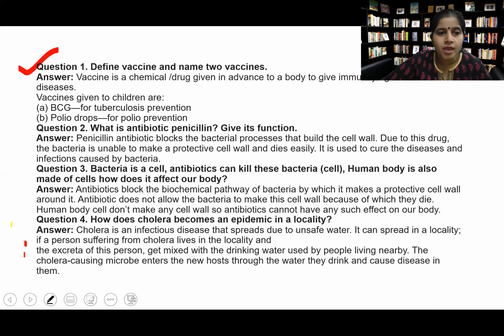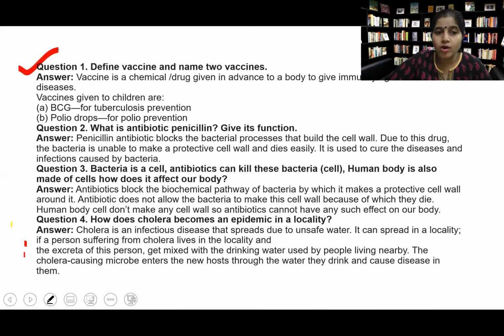Now question number 4. How does cholera become an epidemic in a locality? So it's important to understand how cholera can become an epidemic. Cholera is an infectious disease. We all know it is spread from one person to another. It spreads due to unsafe, unhealthy, and contaminated water.